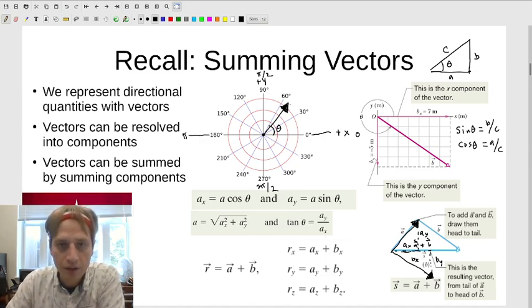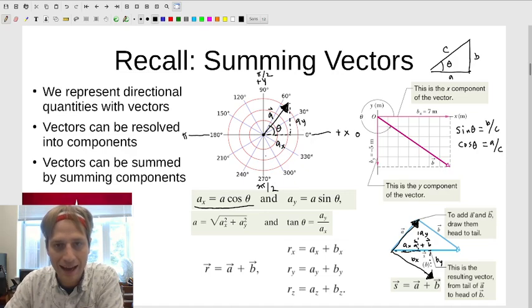If I want to split this vector up, here's my vector A. If I wanted to split that up into an AX and an AY, the way that I would do it is AX is A, the length of that arrow, times the cosine of the angle. Okay, so that gives me this length. And then the way that I would get my AY is by A times the sine of that angle.